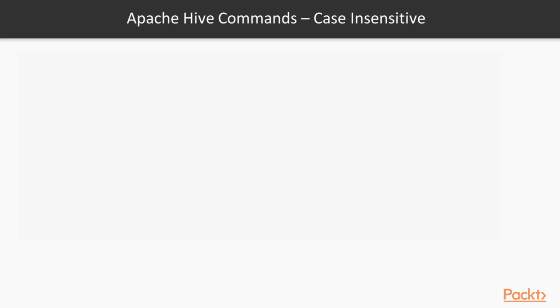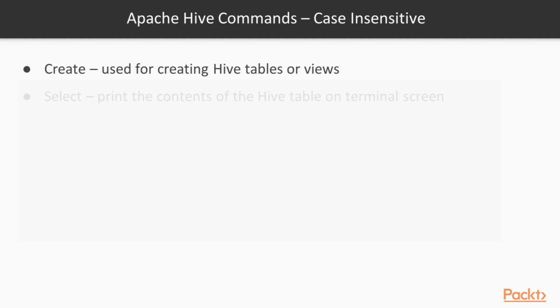The last point that we are going to see in this video are the commands that are supported by Apache Hive. One of the most important things about these commands is that they are case insensitive. That means the capital case or lower case doesn't matter. The first command that we are going to see is the create command. This command is used for creating Hive tables or views. Apart from that, it is also used for creating databases as well. The second one is the select command. Select command is probably the most used command in Hive, and this is used for extracting the content out of a Hive table. It is used for printing the content of a Hive table on the Hive terminal window.